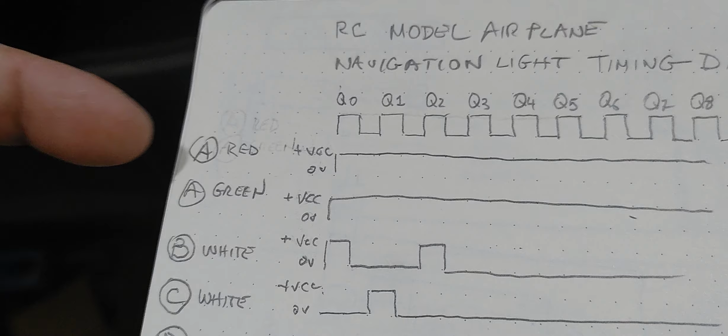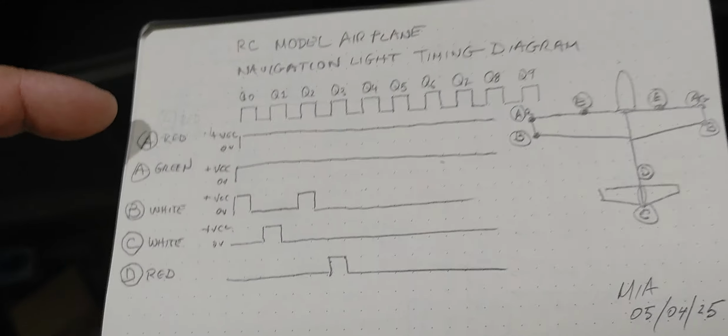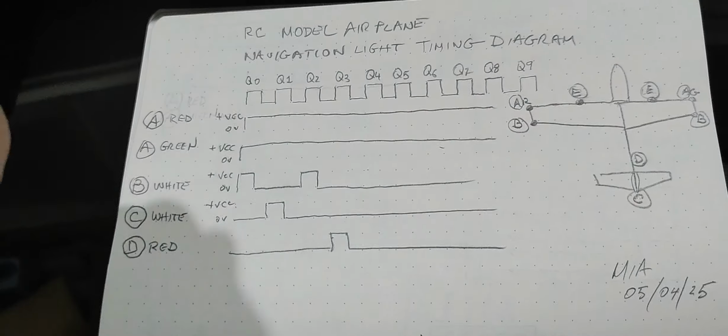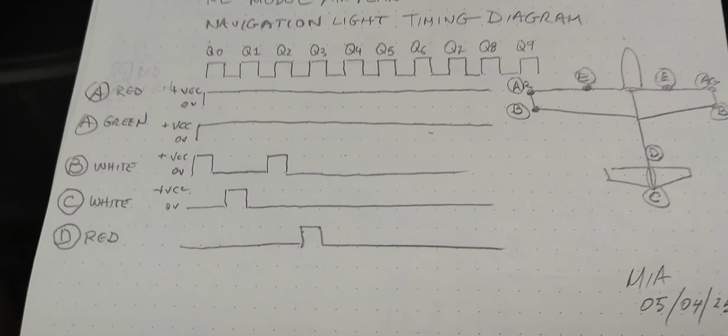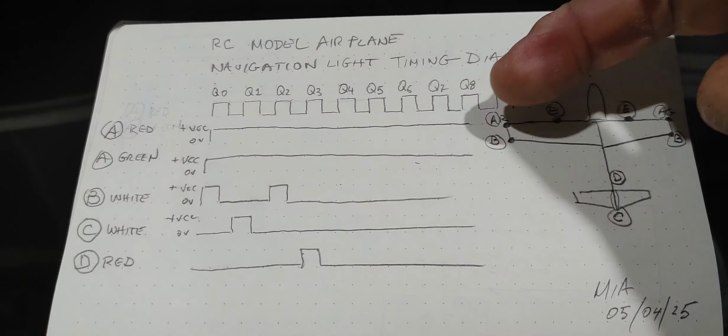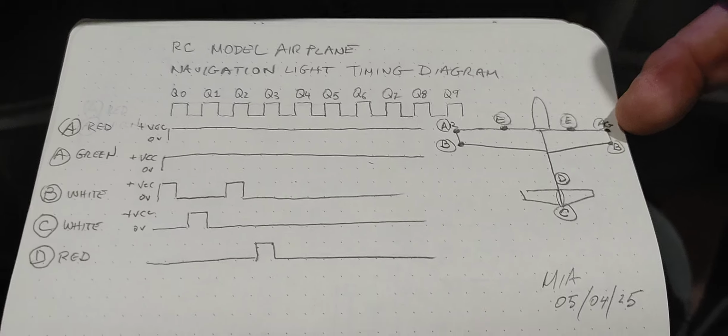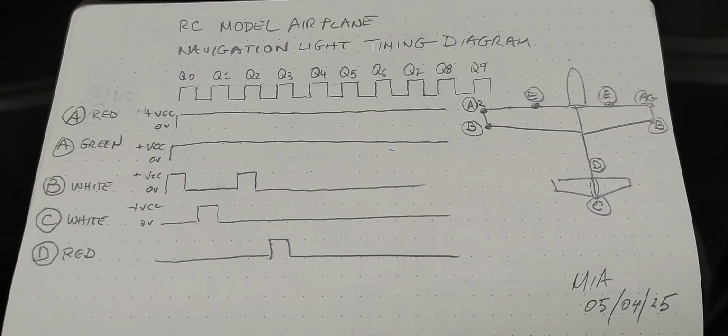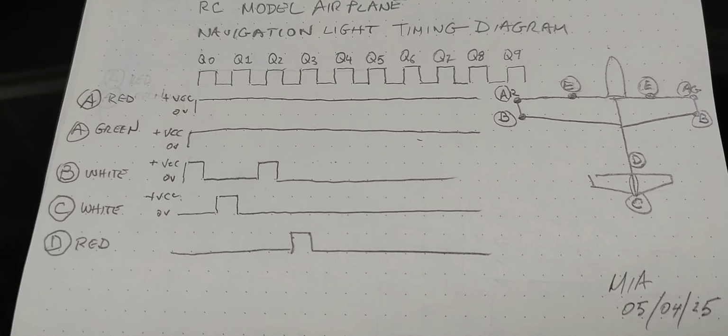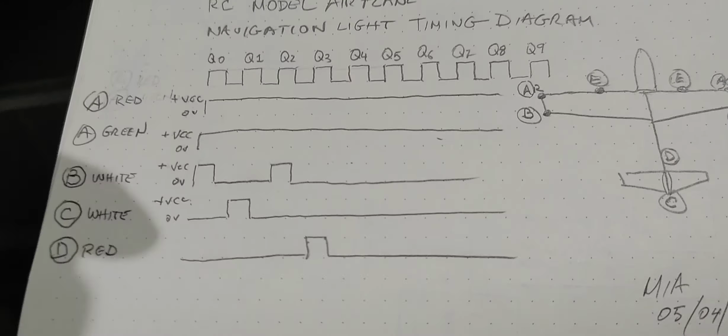So the timing diagram, once again, is set up here, and as I was saying, I have a little sketch of an airplane there. And you can see the A, I've designated that to be the red and green typical markers that are on the aircraft all the time.